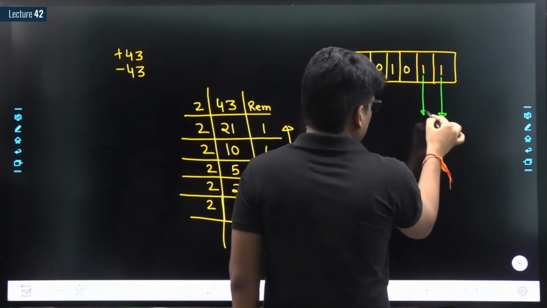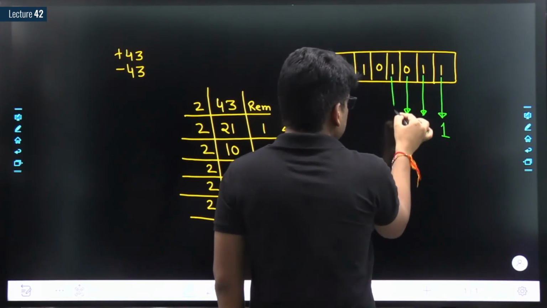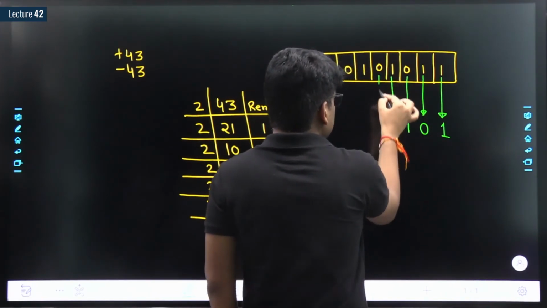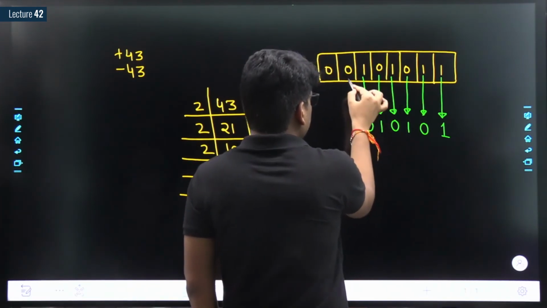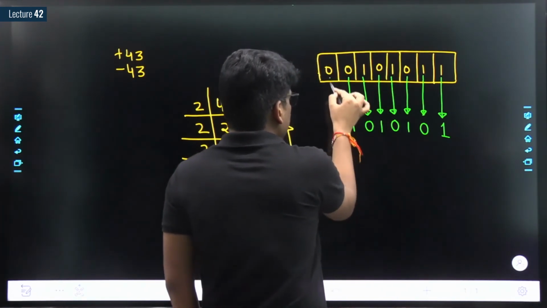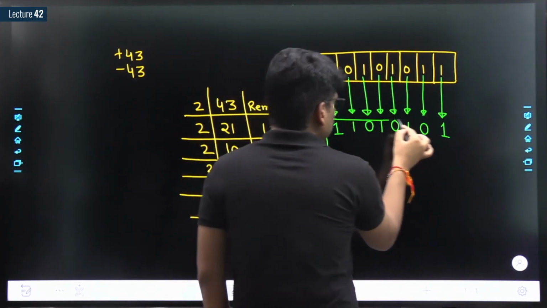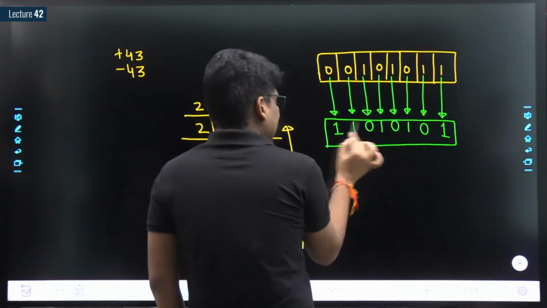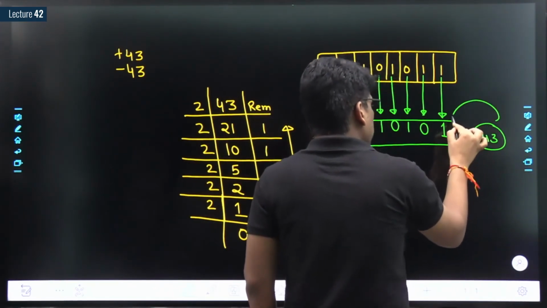That means if it is a 1, make it 0. If it is a 0, make it 1. If it is 1, make it 0. If it is a 0, make it 1. If it is a 1, make it 0. If it is a 0, make it 1. If it is a 0, make it 1. That means this is the 2's complement of plus 43. So can I say minus 43 is stored in computer memory like this?